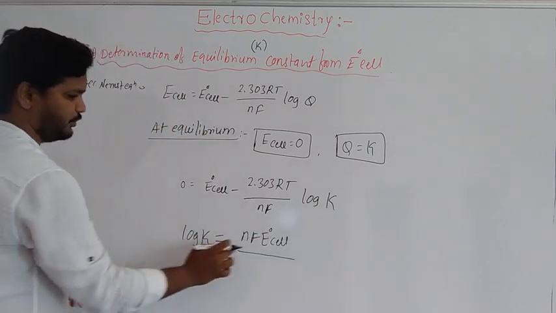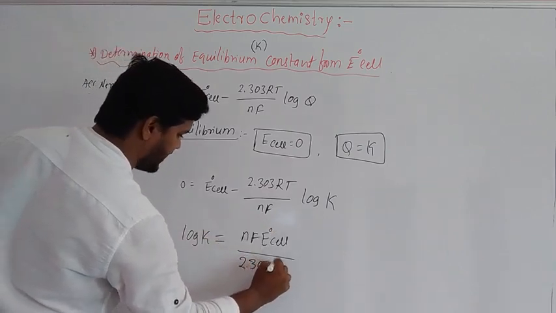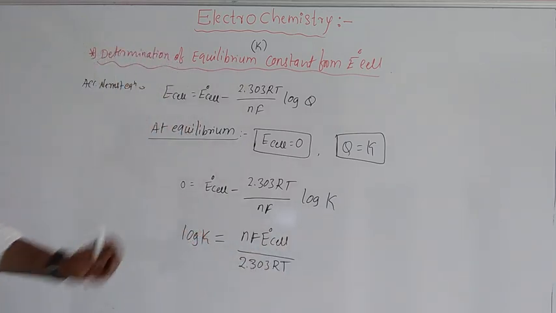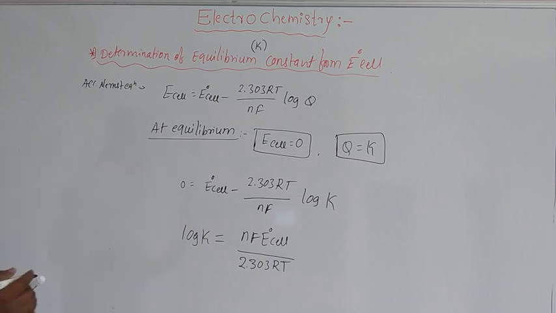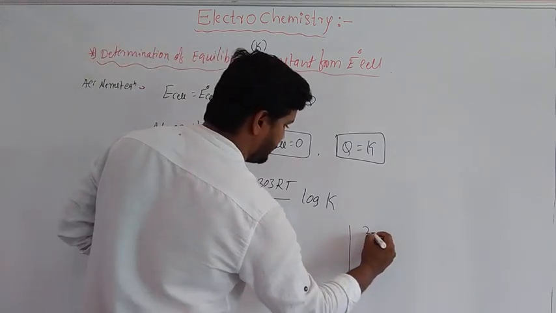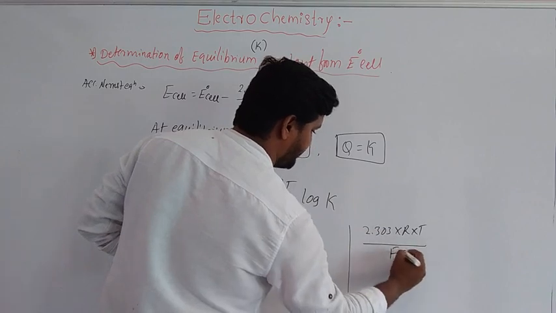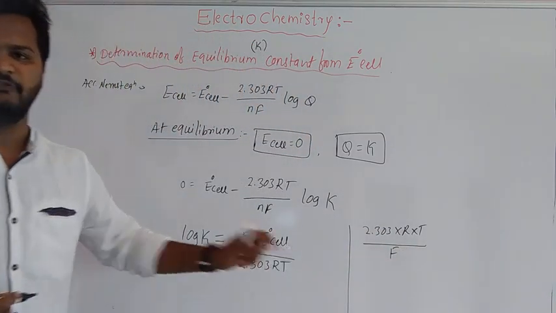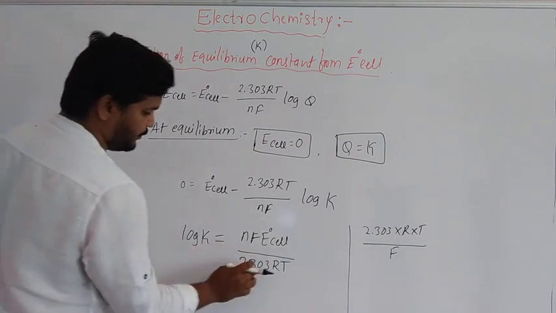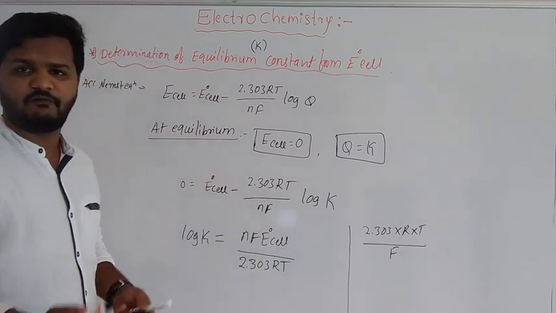Log K is equal to nF E naught cell divided by 2.303 RT. Students, again, you are very familiar with this equation, that is 2.303 into R into T divided by F. The F value is nothing but 96,500 coulomb, that is Faraday's constant. Here, 2.303 RT by F is the value 0.0591.